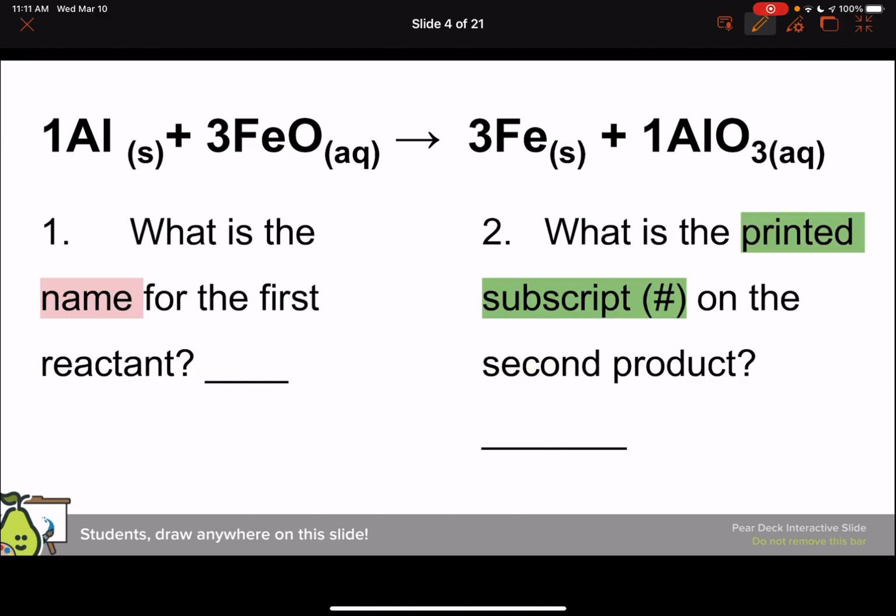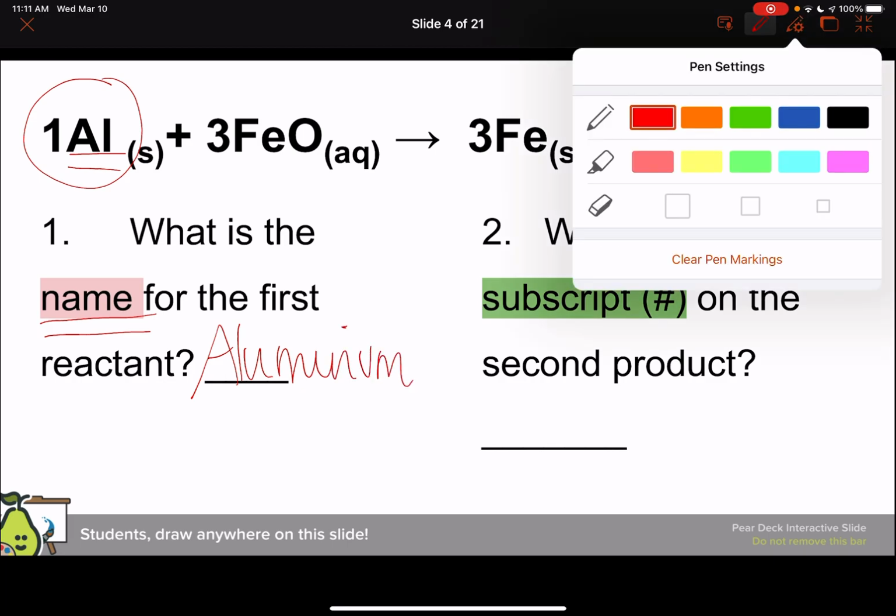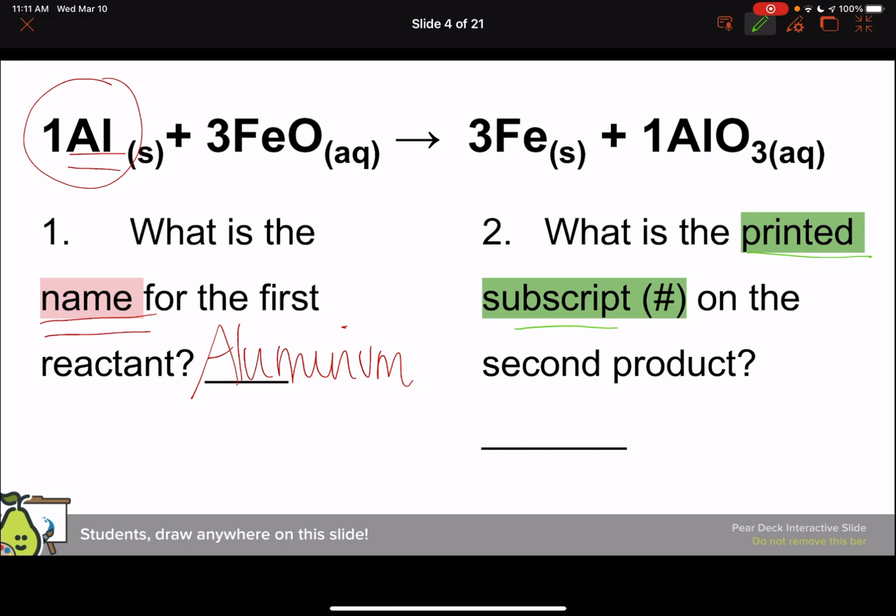Now our next one we're going to see is, what is the name for the first reactant? So we find our first reactant right here and we see the symbol is Al, so the name would be aluminum for it. And then we're asked for the second one, what is the printed subscript, aka the number, of the second product? So if we take a look at our second product, the number that's printed as a subscript would be 3 for it.